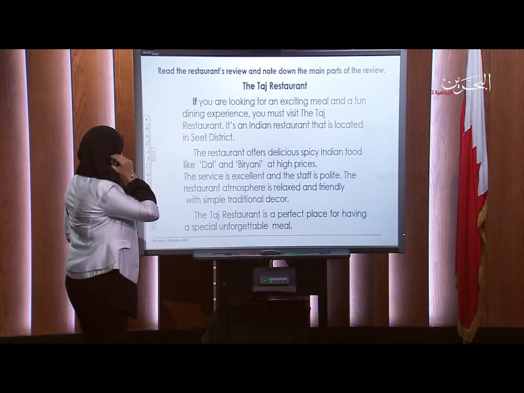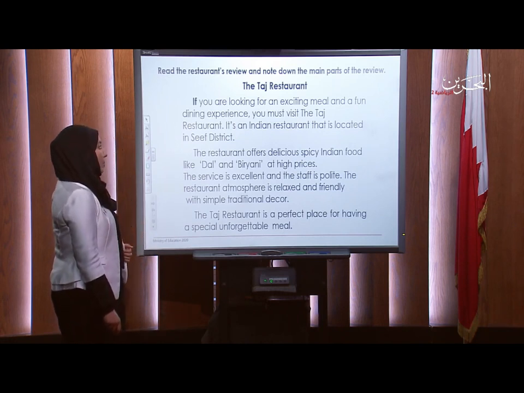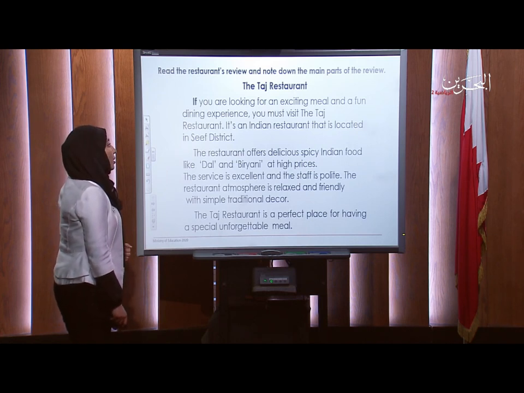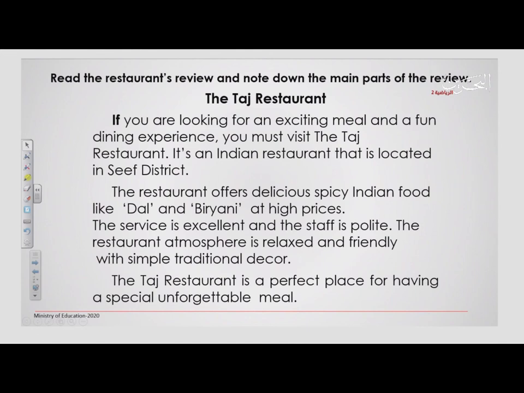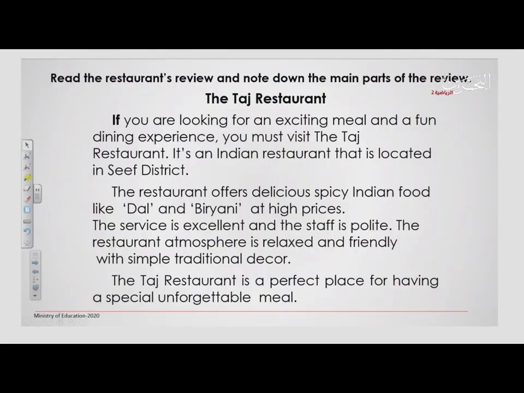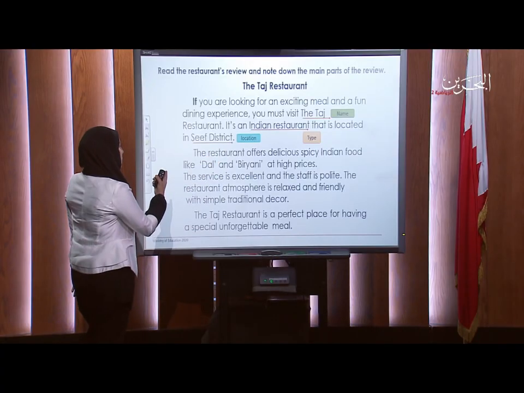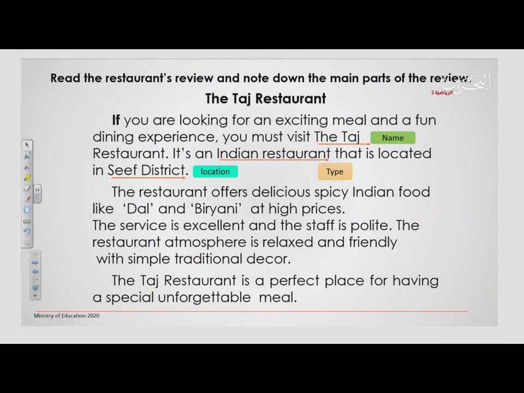Let's read it together. If you are looking for an exciting meal and a fun dining experience, you must visit the Taj restaurant. It is an Indian restaurant that is located in Seif district. So, underline the points that were mentioned in paragraph one. For example, the Taj restaurant, the name. After the name, the main important thing to tell your friend is what? The location. Or the type. The type was a choice of preference. Here, I kept the choice, Indian restaurant, so I specified the type. The location, Seif district.